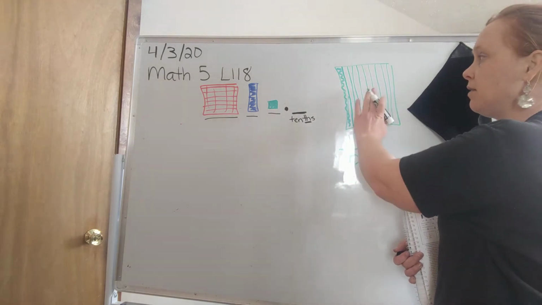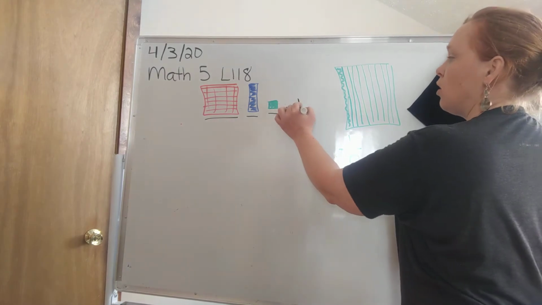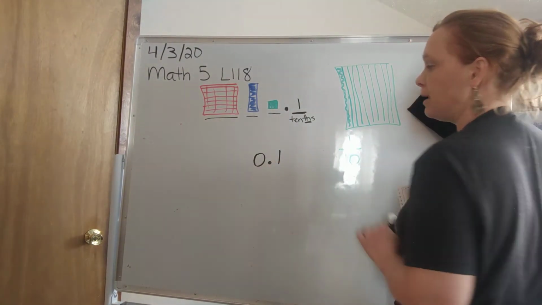Okay? So if our 1 unit is broken up into tenths, right? We broke it up into tenths. We would put how many are shaded in here. In this case, we only shaded 1. So this number would be 0.1.